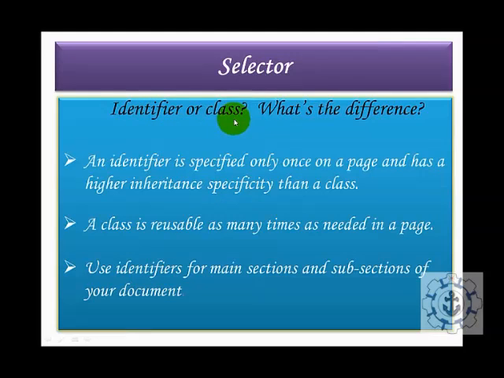So identifier or class, what is the difference? As we talked about, an identifier is specified only once on a page and has higher specificity than a class, because it's unique. An ID is unique, but a class can be used several times. A class is reusable as many times as needed on a page. An identifier can be used only for a specific element. Use identifiers for main selection and subselection of your documents.